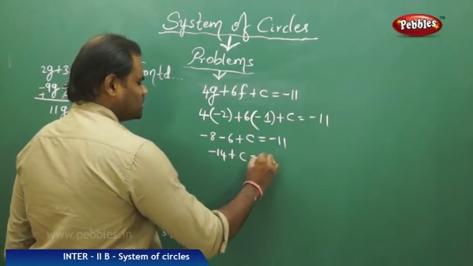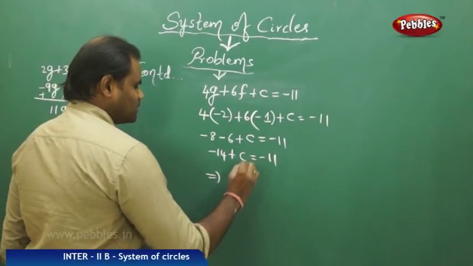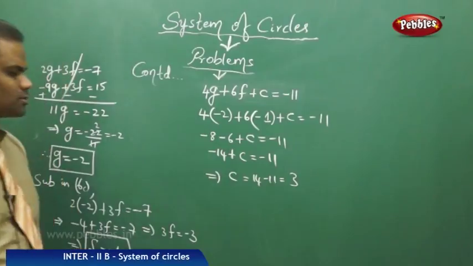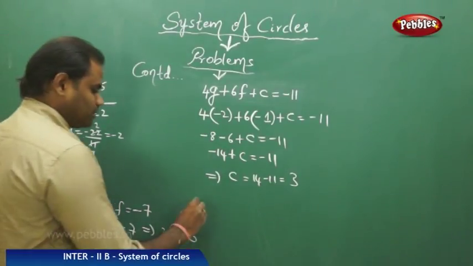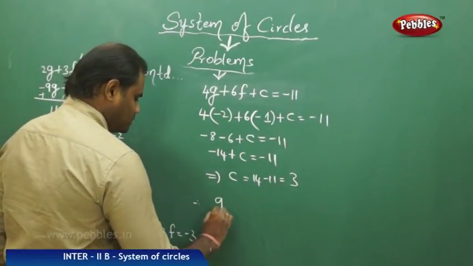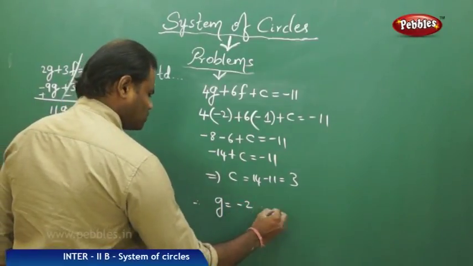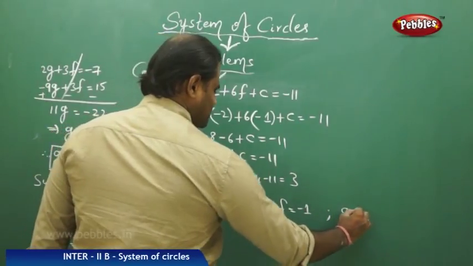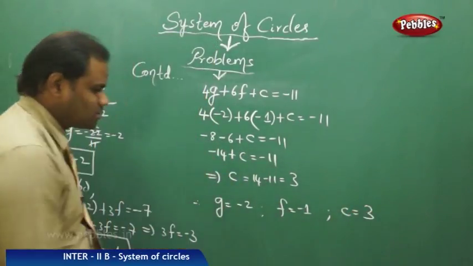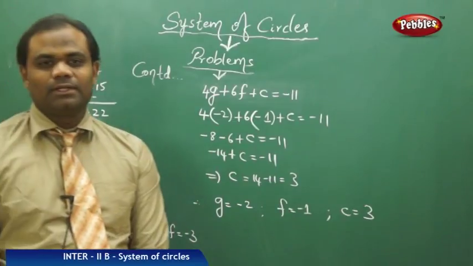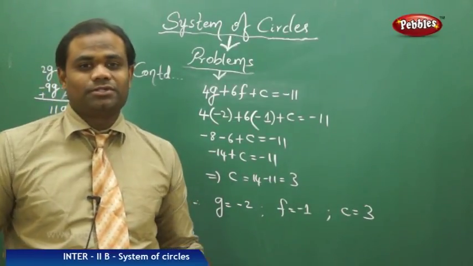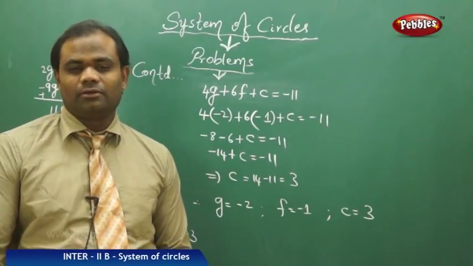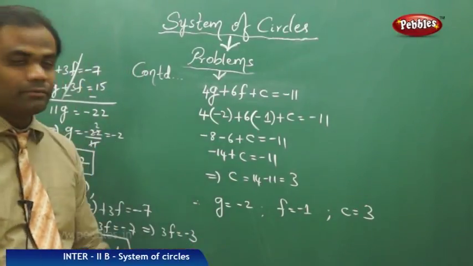Minus 14 plus C is minus 11, which on simplification gives C as 3. So therefore there are 3 values which I have obtained. Therefore G is minus 2, F is minus 1, C is 3. So these 3 values which we have found construct the general equation of the circle required out here. So let's see how we can find the required equation of the circle using the 3 values.